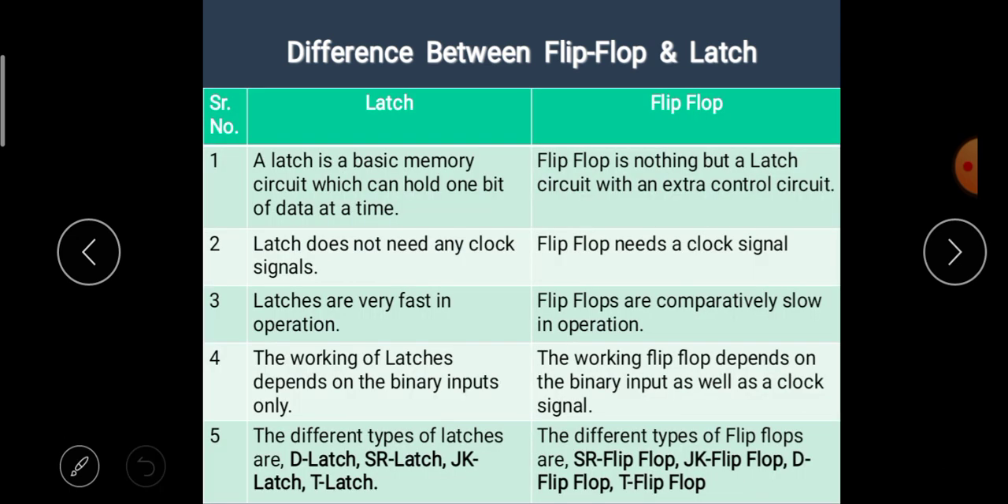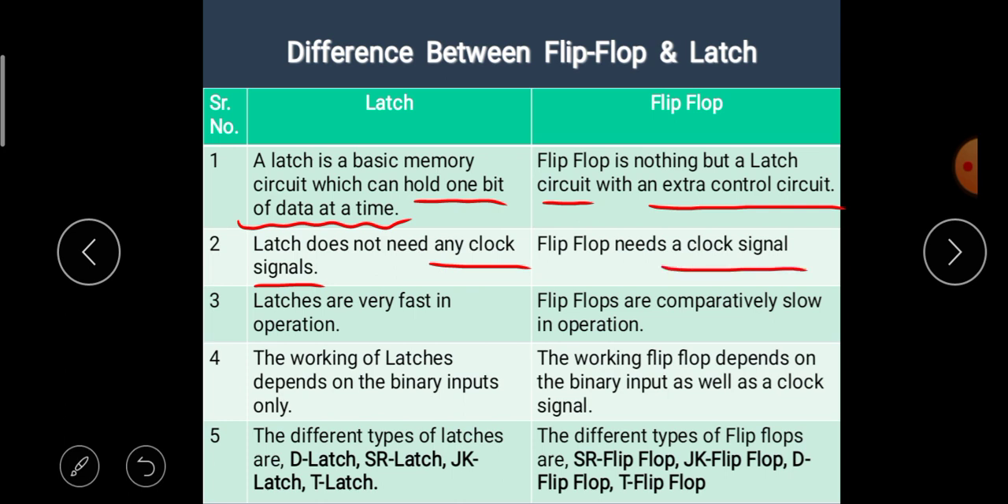A latch is a basic memory circuit which can hold 1 bit of data at a time, while a flip-flop is nothing but a latch circuit with an extra control circuit. A latch does not need any clock signal, but a flip-flop needs a clock signal for its operation. Latches are very fast in operation, while flip-flops are comparatively slow because a flip-flop requires a clock signal for its operation.